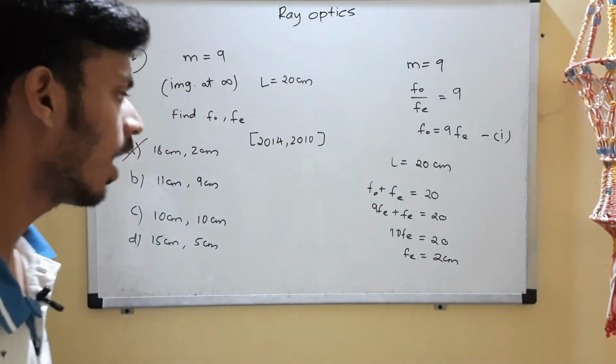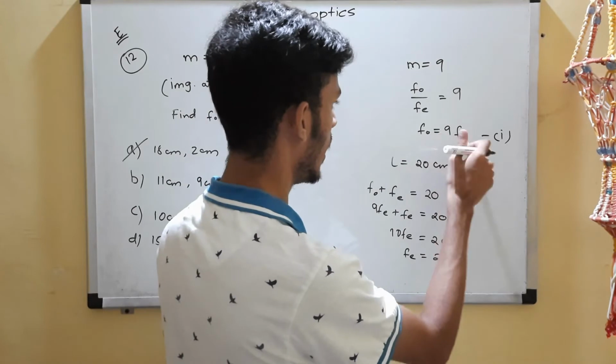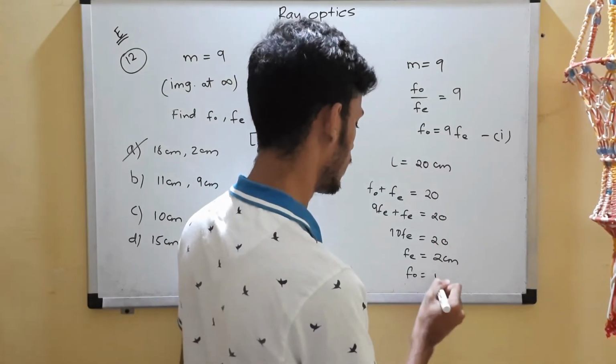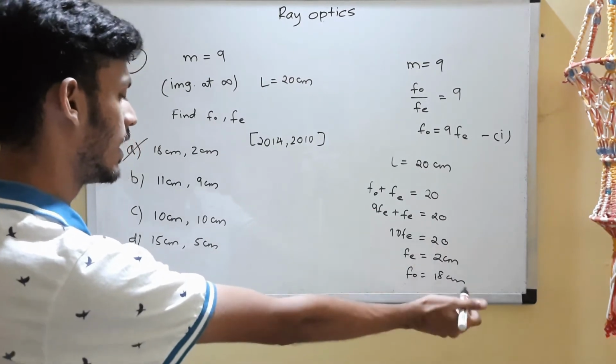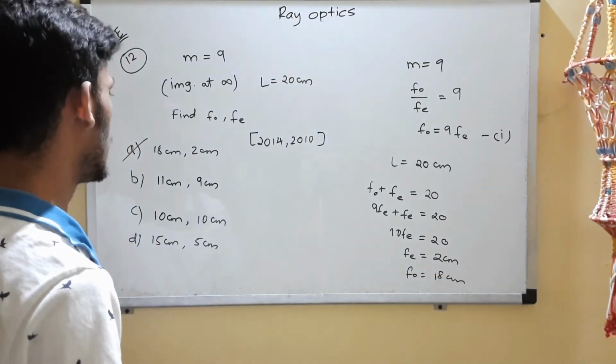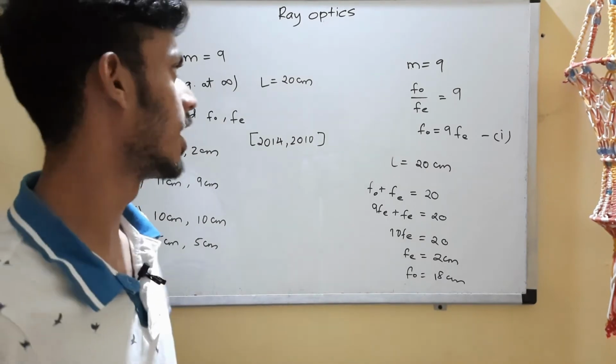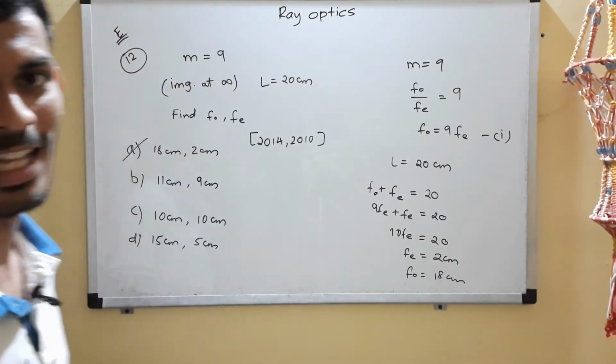And FO will be nothing but 9 times 2, 18, right? So that is what I said. One is 9 times the other, right? So 18 centimeters and 2 centimeters is the correct choice over here. Let's move to the next question now.